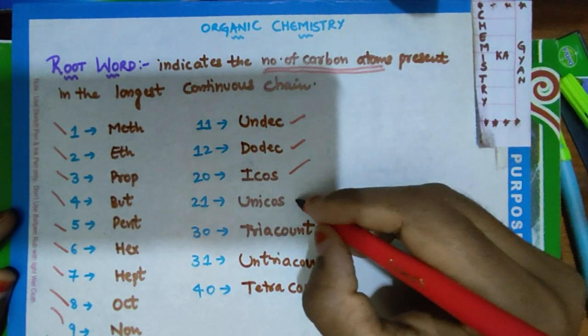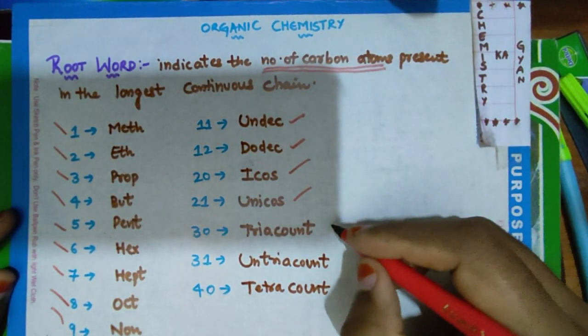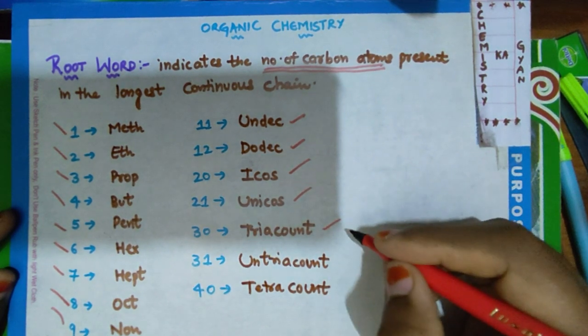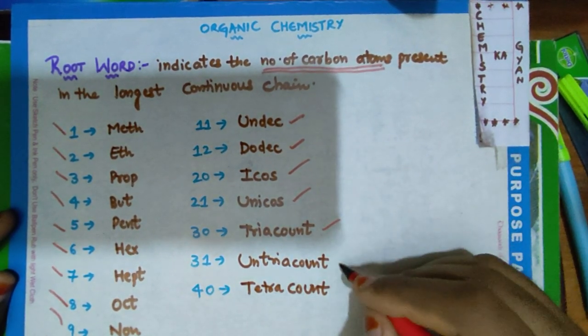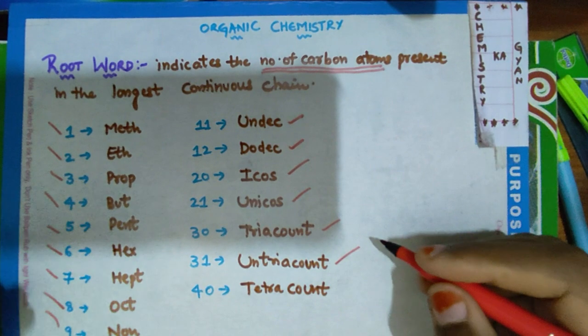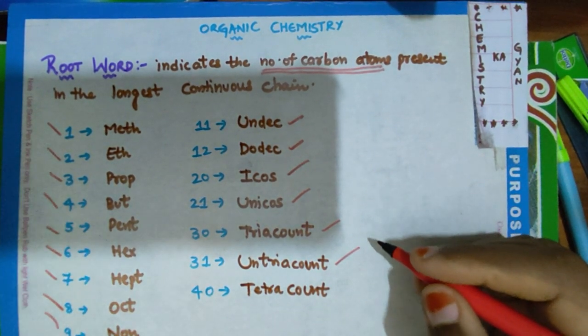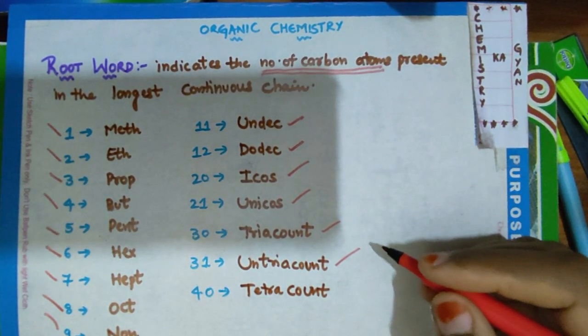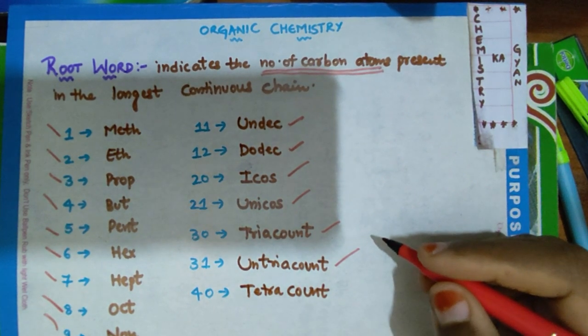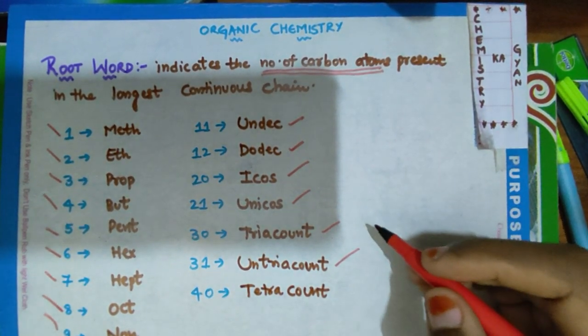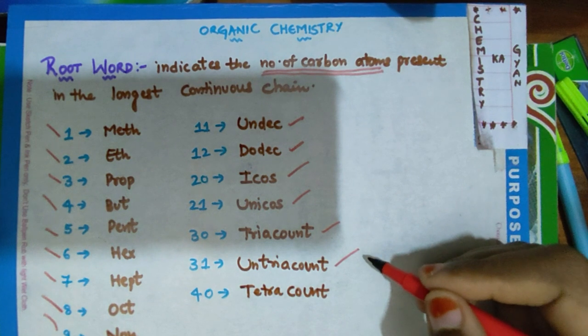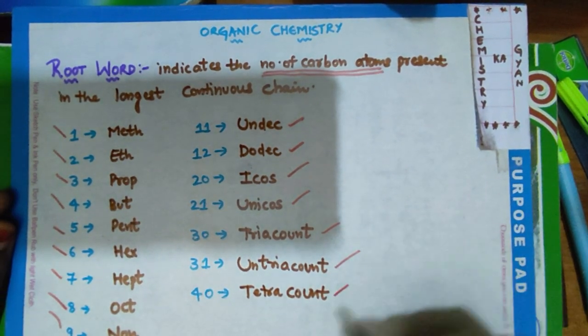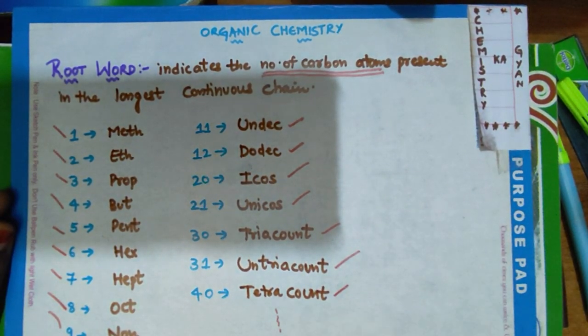If it is 21, it is henicos. If it is 30, it is triacont. If it is 31, it is hentriacont. Like 10 dec, 11 undec, 20 icos, 21 henicos, 30 triacont, 31 hentriacont, 40 tetracont, and it goes on so on.